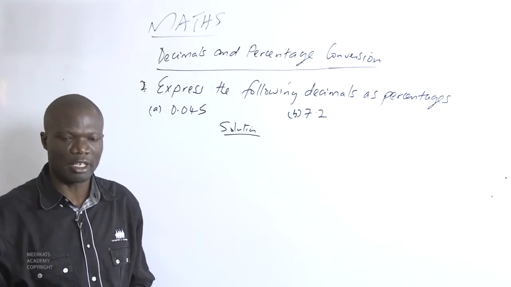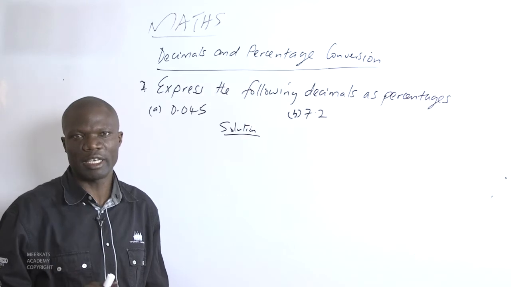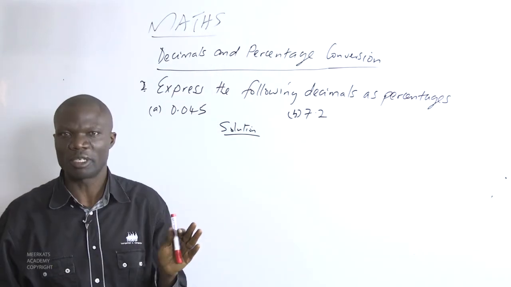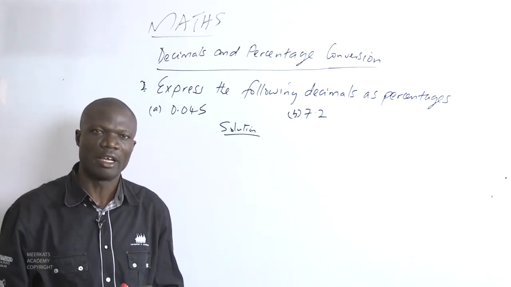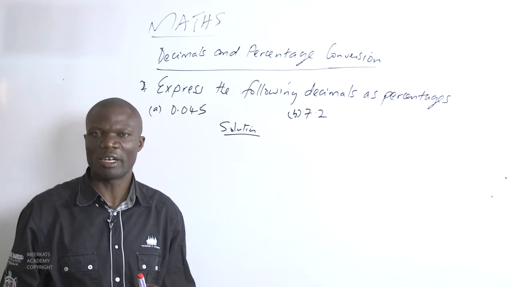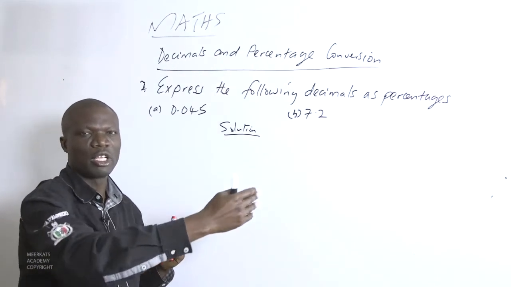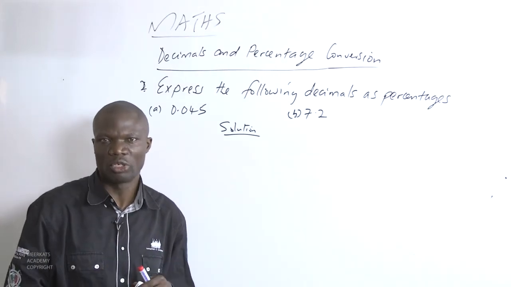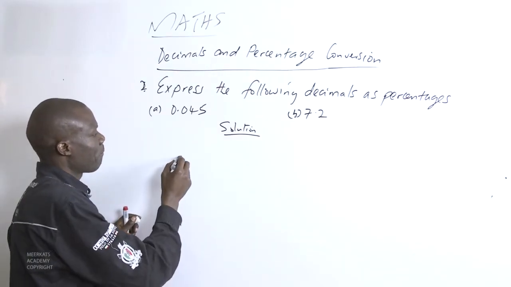percentages. And as we saw earlier on, if you can remember, to convert a decimal into a percentage is simply multiplying it by 100. And while multiplying by 100, the decimal point this time round moves to the right. Because you are multiplying by 100, it will move 2 steps. So let us start from the first one.